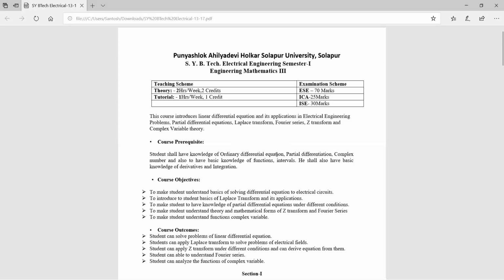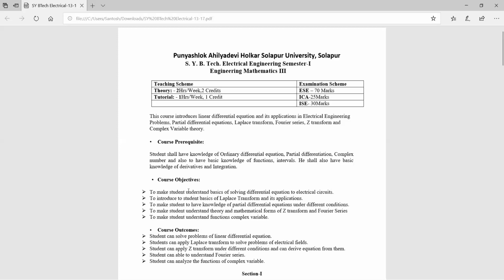What is the definition of a differential equation? What is the definition of an ordinary differential equation? Partial differential equation? What is the difference between partial and ordinary differential equations? Complex numbers, as we have seen in the first year: how to represent a complex number, how to add two complex numbers. Also, you should have some basic knowledge of functions and intervals, and basic knowledge of derivatives and integration. These are the prerequisites in order to study Engineering Mathematics 3.